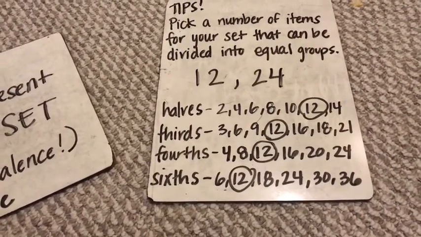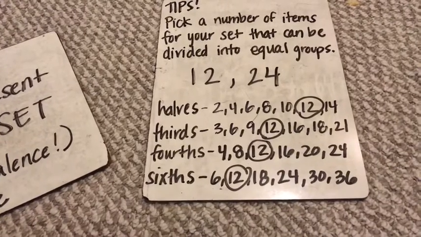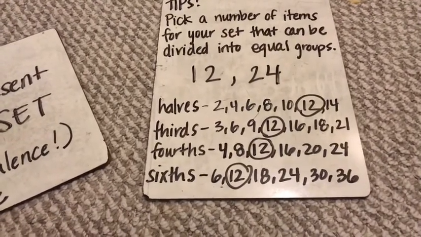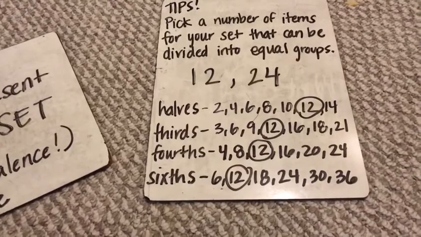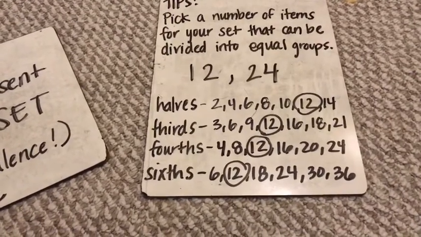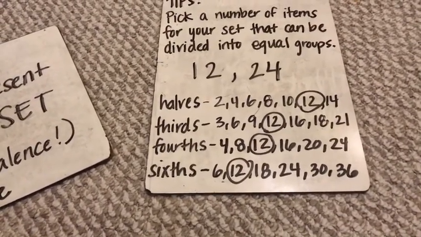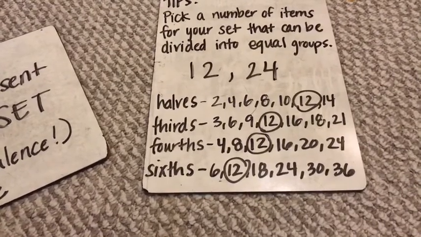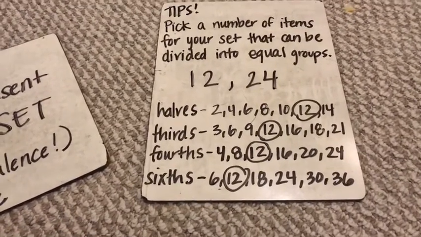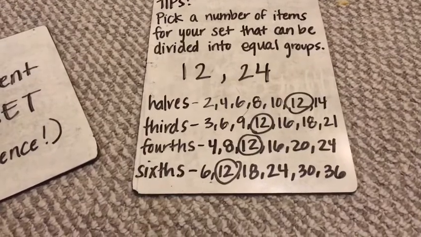So if you're doing halves, any of those sets would work. Thirds, multiples of 3, multiples of 4, multiples of 6 for sixths. You can see where I had circled that 12 shows up in all of them. So I'm just going to be using 12 today because it's a really versatile number that I can show you a lot of different fractions of a set with.